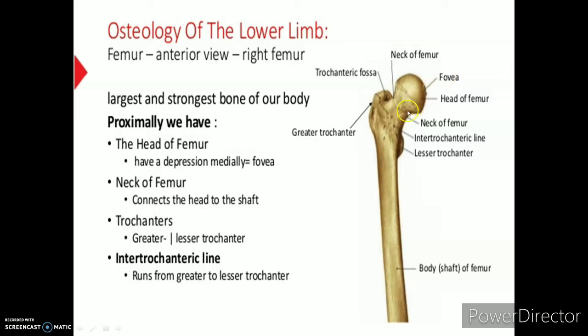Next you can find the neck. This neck connects the head to the shaft, the body of the femur. This part is the neck and it has two trochanters, the greater trochanter and the lesser trochanter. In between the greater and the lesser, here you can find one line which is known as the intertrochanteric line. You can find it in between the greater and the lesser trochanters.